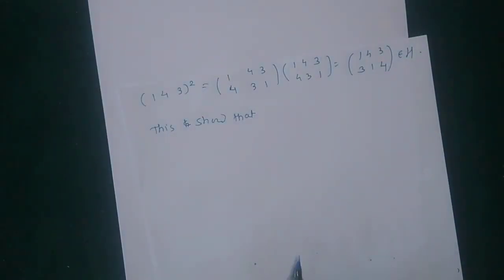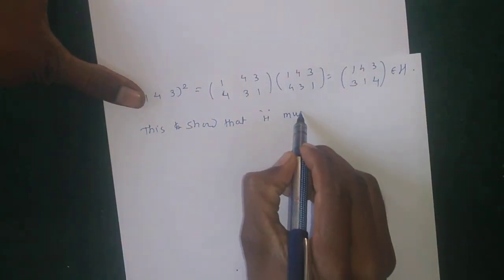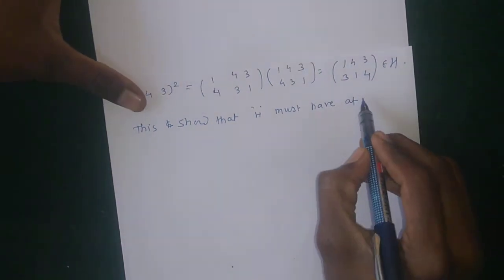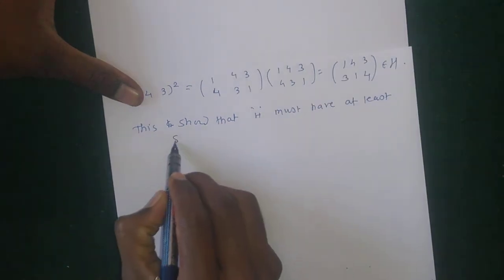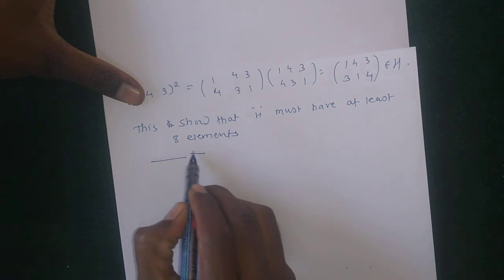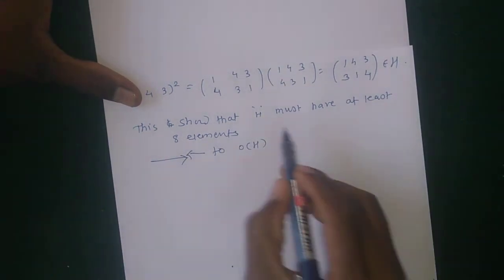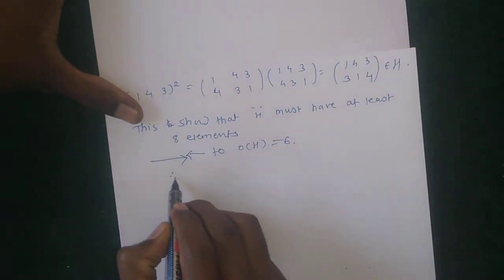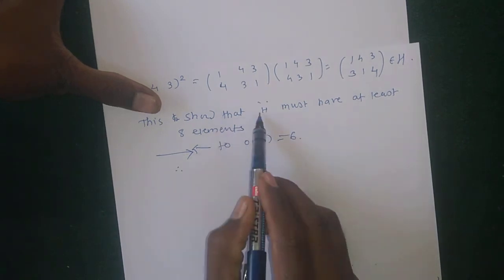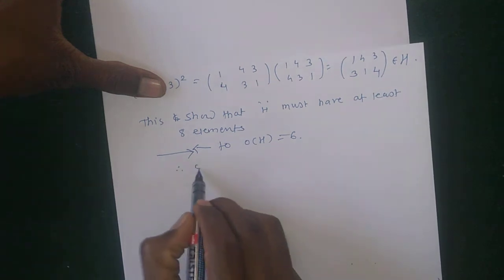Okay, so therefore this shows that EH must have at least 8 elements. Okay, and which is contradiction to order of H is equal to 6, and therefore H contains 8 elements and order of H is equal to 6, which implies that our assumption was wrong.